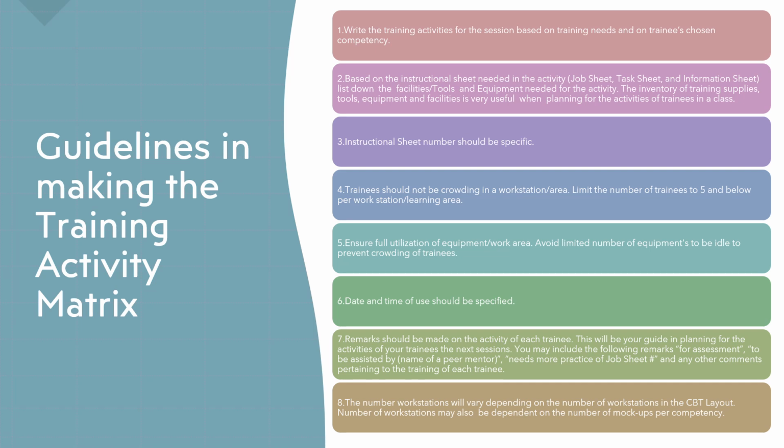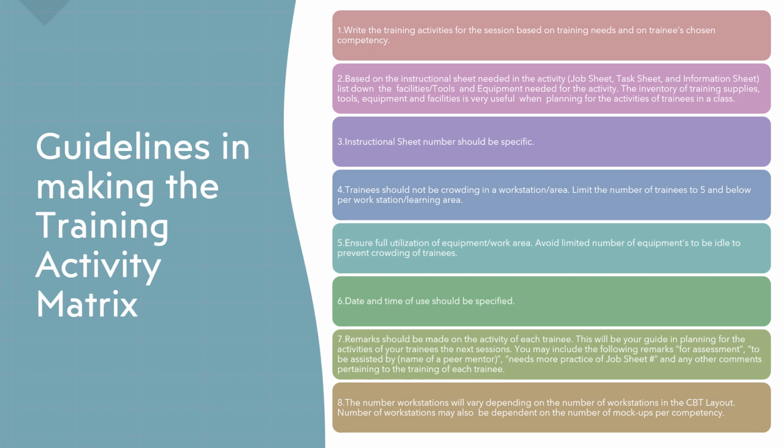So this will be specific. So if you have 25 trainees, the remarks will be individualized. Okay, so of course, our trainees, they have these different characteristics. Some of them will be fast learners, while some needs to be reminded. Okay, so this will be your guide in planning for the activities of your trainees for the next session.